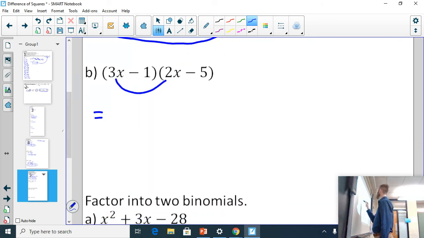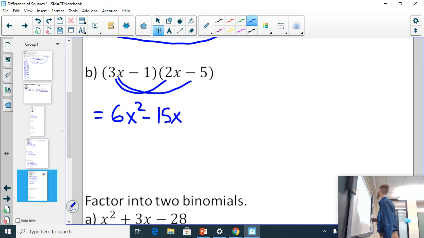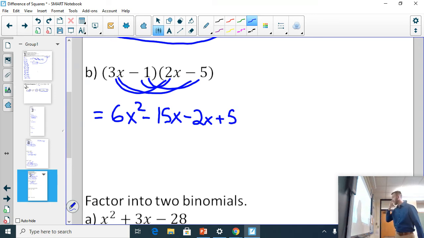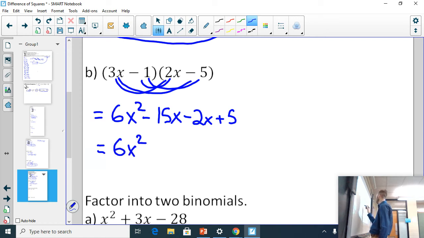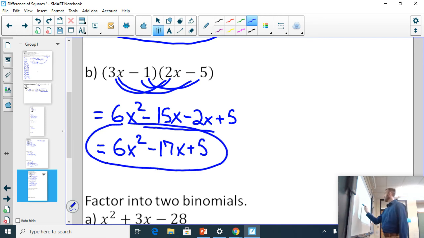3x times 2x is going to be, do the numbers first, 6, and then x times x is x squared. 3x times minus 5 is going to be minus 15x. Negative 1 times 2x is going to be minus 2x. And then minus 1 times minus 5 is going to be positive 5. Right? And now again, we have 6x squared, but we can combine negative 15x minus 2x. That'll be minus 17x plus 5. And that's our answer for that one.